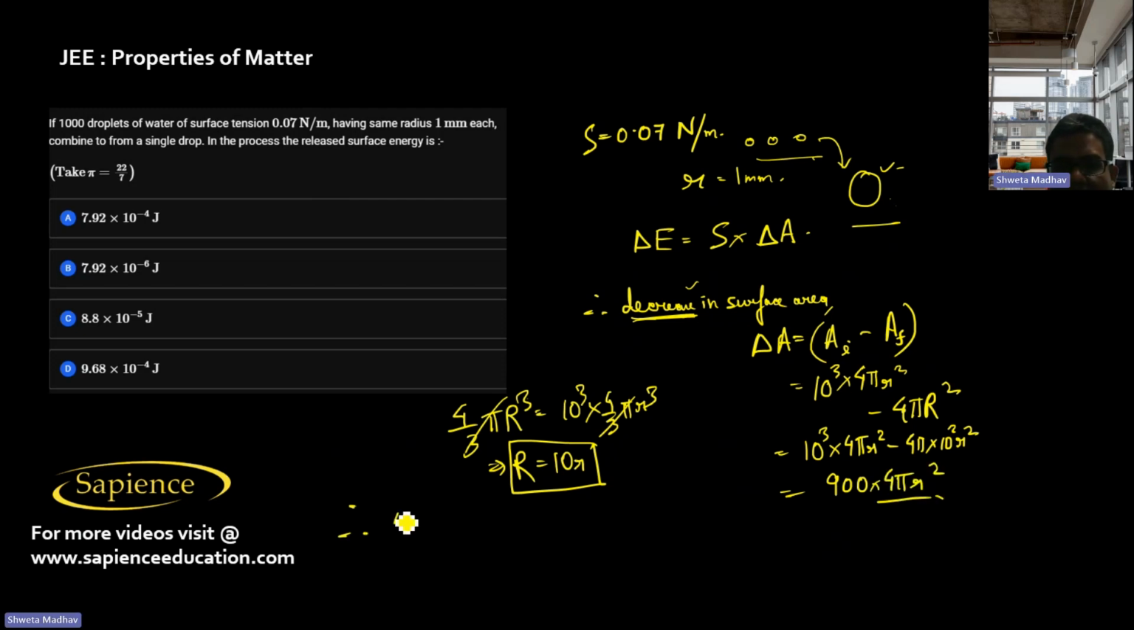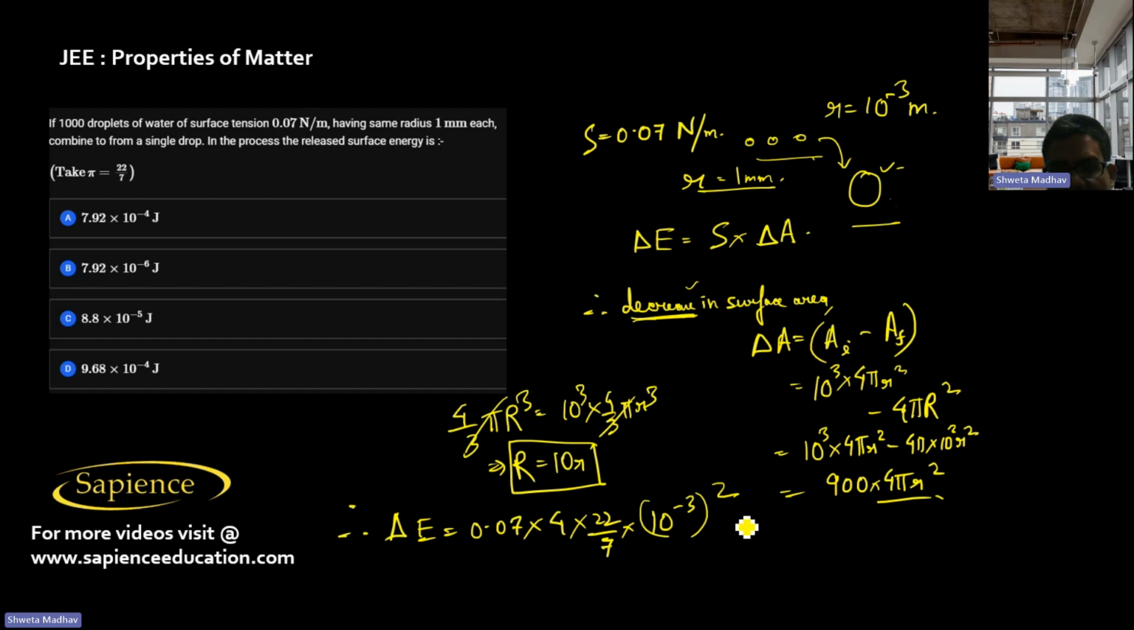So therefore, the release in the surface energy is 0.07 into 4 into 22 by 7 into pi r square. r is 1 millimeter, so I can write 10 power minus 3 meter. This will be 10 power minus 3 whole square. So this much joule it will come. 7 will cancel, 0.01. So 4 into 22 is 88. That will be 0.88 into 10 power minus 6 joule.